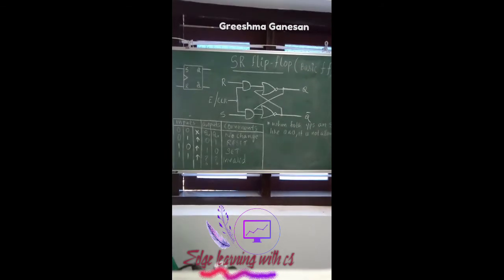Then you can see Q0 and Q0 dash as the output. Why is it Q0 and Q0 dash? It is just indicating that both inputs are 0, which is not allowed in this truth table. That's why we indicate this with Q0, which means no change at all. Then in the second row we pass two inputs, S is 0 and R is 1.